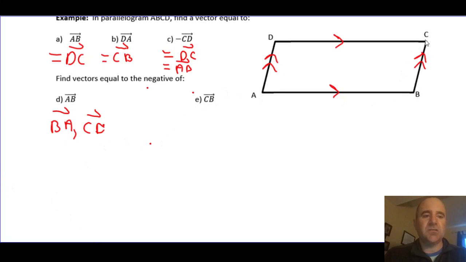CB goes like this. So the negative of CB again could be BC, sort of a cheap one to choose. DA is the negative of CB as well. So DA or BC are really the only answers you could give there for negatives of CB.